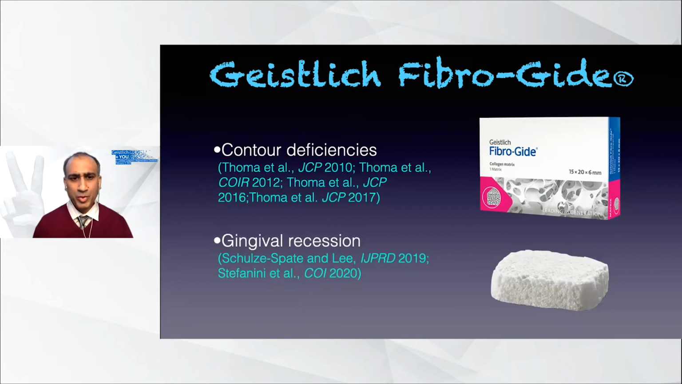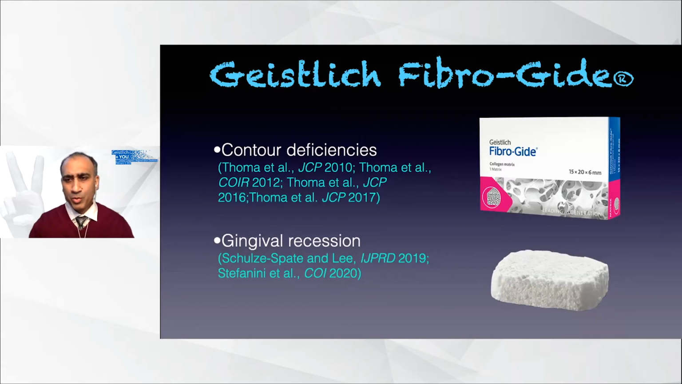in root coverage situations. The paper by Schulze, Spate, and Lee in 2019 looked at a VISTA approach with cut-up pieces of Fibro-Gide. They treated about 7 recessions, all fairly shallow, with reasonable success. And the most recent article by Stefanini and colleagues in mid-2020 looked at localized gingival recession defects affecting canines and premolars in 10 different patients using a coronally advanced flap approach with excellent success and predictability.